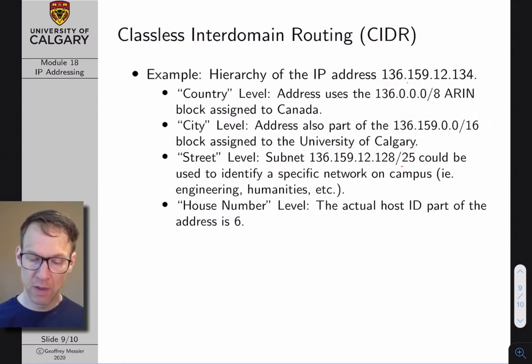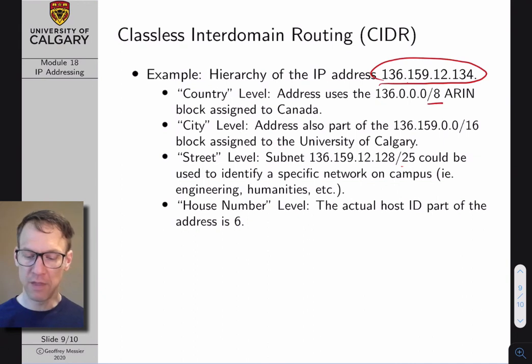So just to recap, this is our overall address. The first 8 bits of the address assigned by ARIN indicates the country. So all 136 addresses are part of a big block assigned to Canada. The first 16 bits, including the country portion but adding another 8 bits on, are part of the big address block assigned to the University of Calgary.